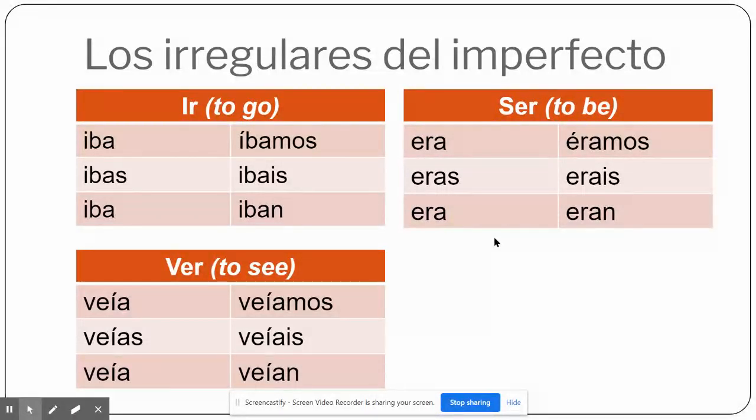And the reason why these are irregular: for example, if I try to chop off this ending and add my ending back on, that's not going to work. It would be V-I-A, and that's not going to work in Spanish. So that's why it has its own spelling, veía. Same with ir: if we take this away, we have nothing left, so we have iba, its own spelling. Same with ser: if you take this away, that's not going to work in Spanish, so we have its own spelling, era. So that's why these three are irregular, because we need those extra letters to help us form the verb.